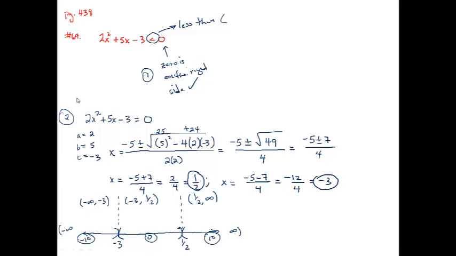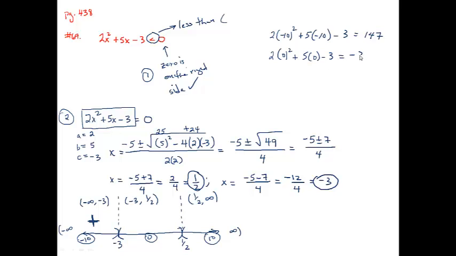What you're going to do is plug this into the original function, which is this piece right here. So I have 2 times negative 10 squared plus 5 times negative 10 minus 3. That is 200, negative 50 makes it 150, minus 3, so I'm looking at 147. It's positive, so I write the plus sign. Now let's do 2 times 0 squared plus 5 times 0 minus 3, which is negative 3, so I have a negative sign here.